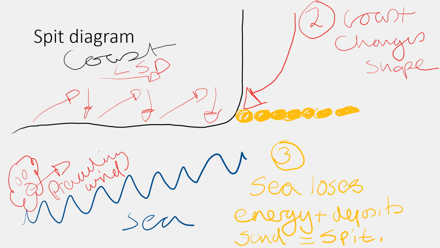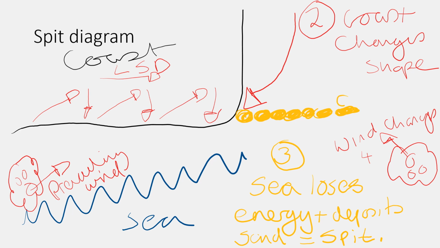Over time, the wind sometimes changes direction. So when the wind changes direction, it hooks the end of the spit around, and this creates a recurved tip. And the final part of our spit formation is what forms behind the spit.